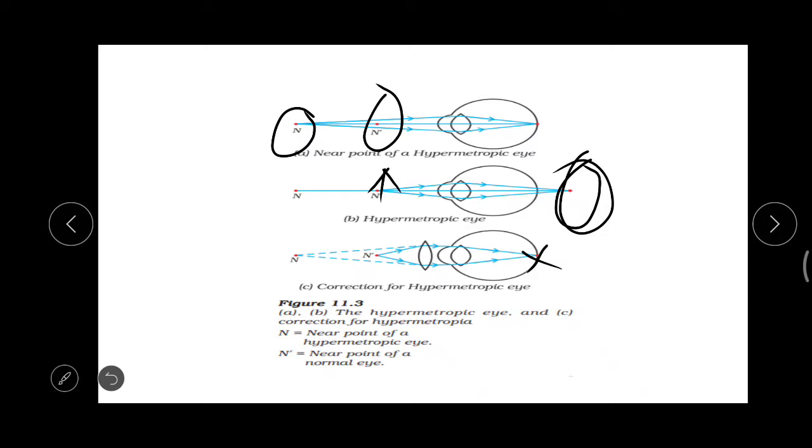And some persons may use bifocal lenses. That means they are affected by both myopia and hypermetropia. So on the upper portion of the lens, it will be a concave lens, and the lower portion will be a convex lens. The convex lens will be for reading purposes, and the concave lens will be for observing distant objects. Okay.